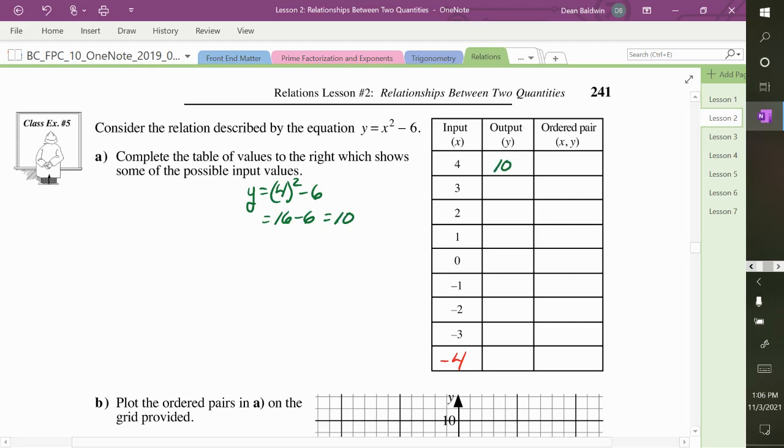Let's do one of the negatives. Let's do the negative 4. What happens when you square negative 4? Okay, what's negative 4 squared? Positive 16, right? Because negative times a negative. So you get 16 minus 6 is 10. All right, do the rest of them, please. And then do the ordered pairs, please.